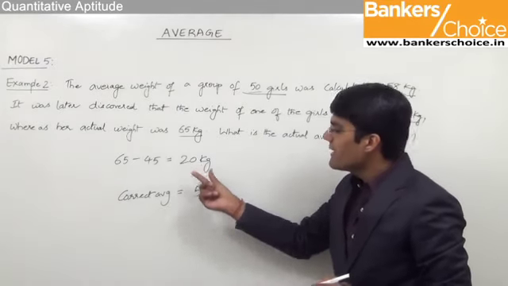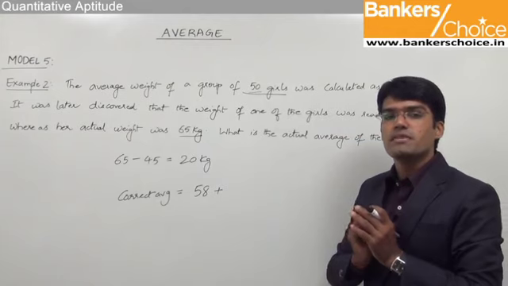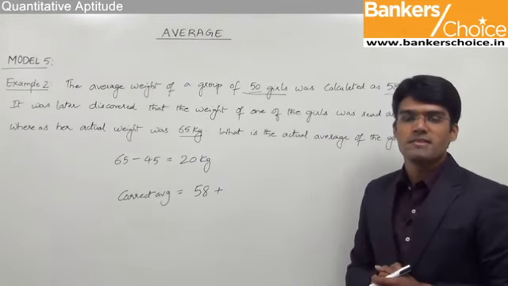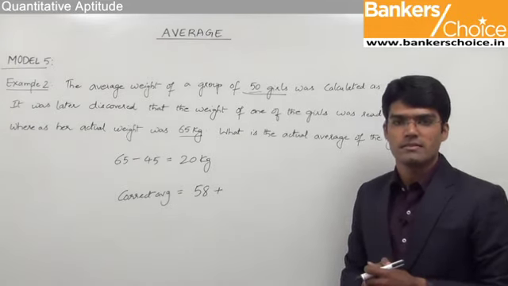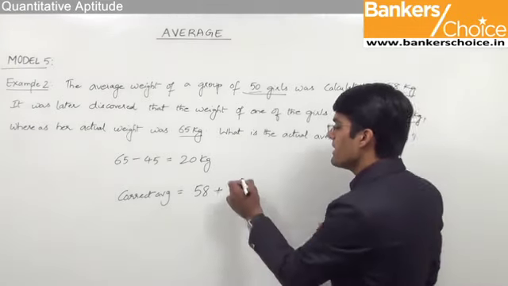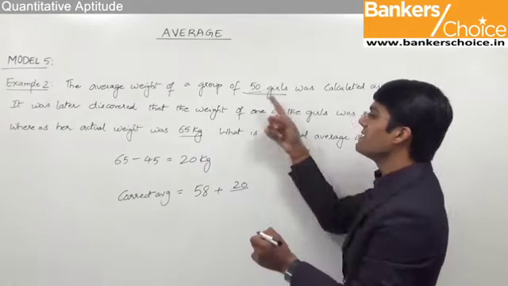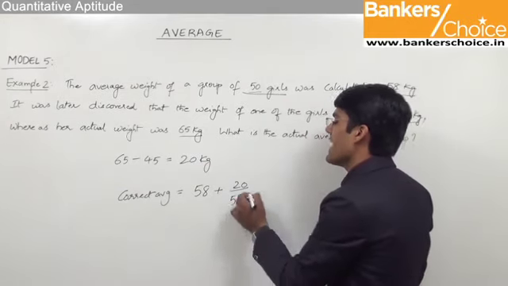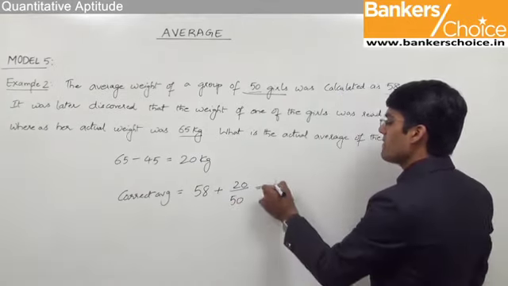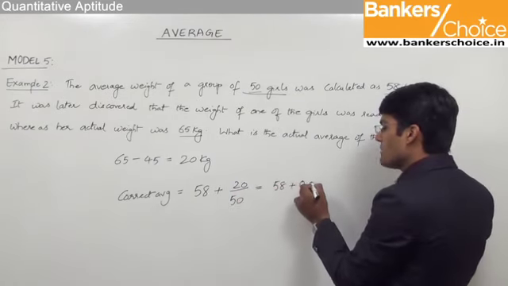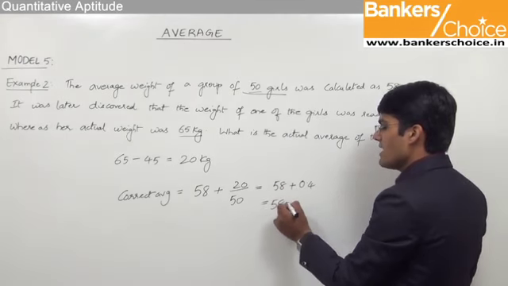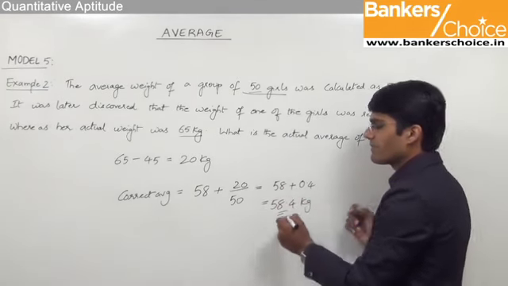But before adding 20 kgs to the average, it should be distributed equally among all the persons in the group. Why? Because average is always an equal distribution calculation. So this 20 should be divided among all the 50 girls in the group. So the correct average will be 58 plus 20 by 50, which is 0.4. So that is equal to 58.4 kgs.